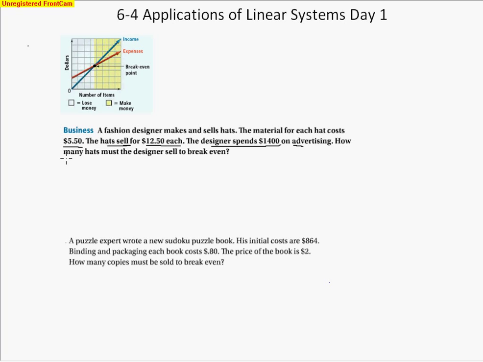But the first thing I need to do is set up some variables. One thing we don't know is the number of hats, so I'm going to use H as the number of hats. And we don't know the amount of money that we'll end up making, so let Y equal the amount of money.